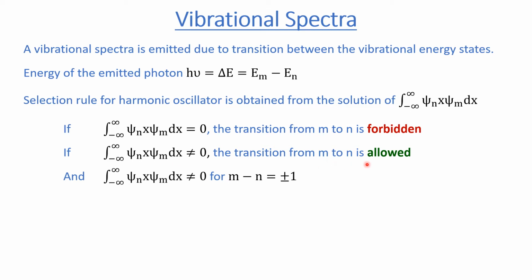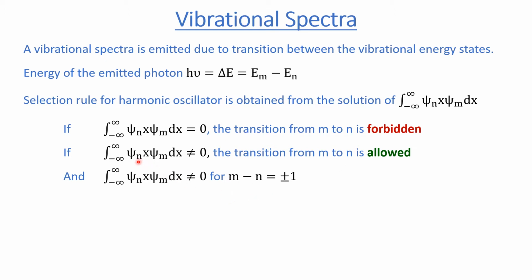Here you have to keep in mind that forbidden doesn't mean 100% forbidden. It means this transition has minimum probability. And when we say the transition is allowed, it means this transition has maximum probability. When we look into the vibrational spectra, those transitions which have maximum probability, the allowed transitions, have intense lines, while the forbidden transitions have very weak lines.